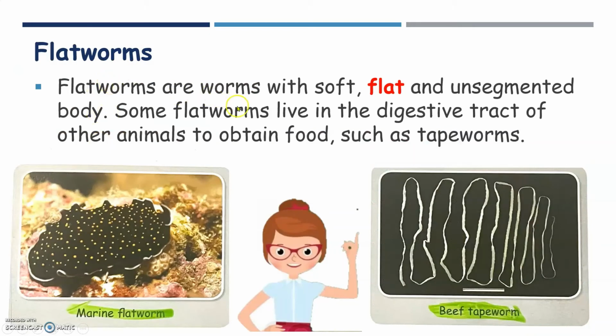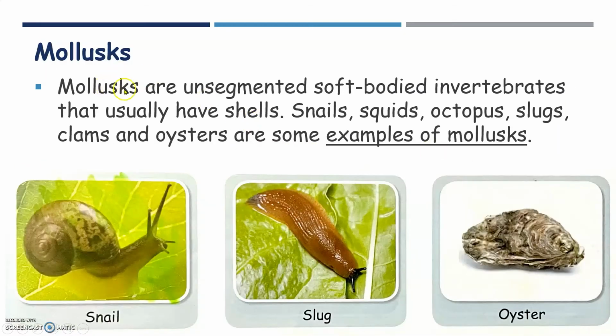Flatworms are worms with soft, flat, and unsegmented body. Some flatworms live in the digestive tract of other animals to obtain food, such as tapeworms. Mollusks are unsegmented, soft-bodied invertebrates that usually have shells. Snails, squids, octopus, slugs, clams, and oysters are some examples of mollusks.